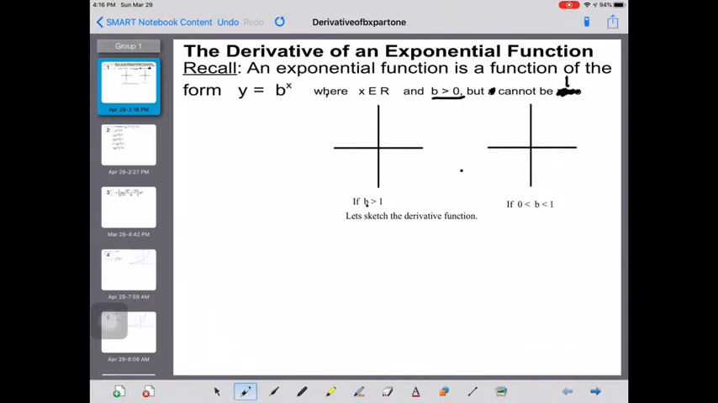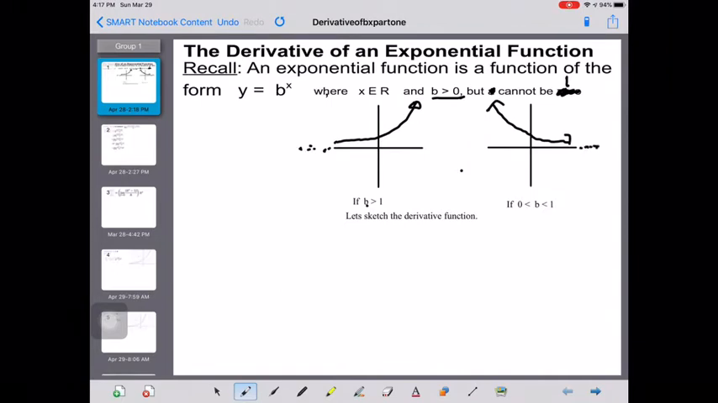If the base was greater than 1, then your graph would be increasing, a curvy increase with a horizontal asymptote there. Or if it's between 0 and 1, it would decrease with a horizontal asymptote at the end behaviors.